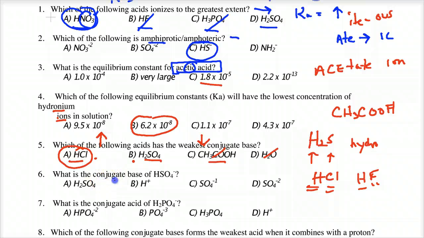What is the conjugate base of HSO4 negative? Conjugate base, that means this is acting as an acid and will become a base once it gives off its H. So this becomes SO4 negative 2. So the conjugate base is what's left over after this donates a proton, and that's why that's the acid. You actually can look that up on the table as well.